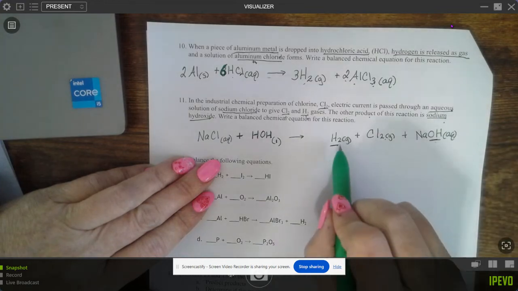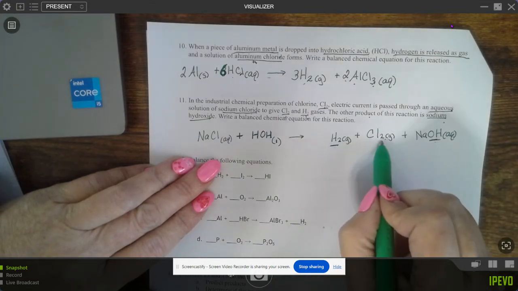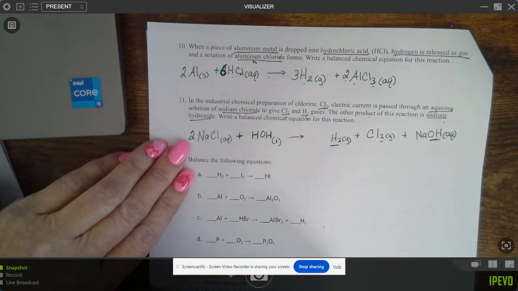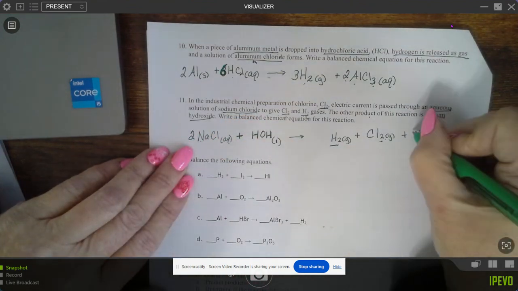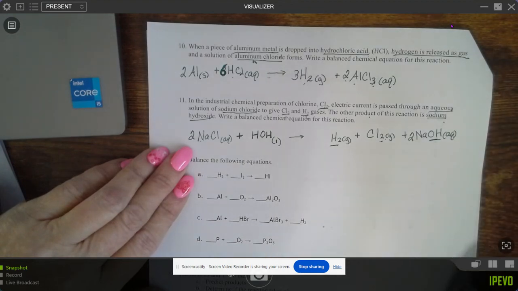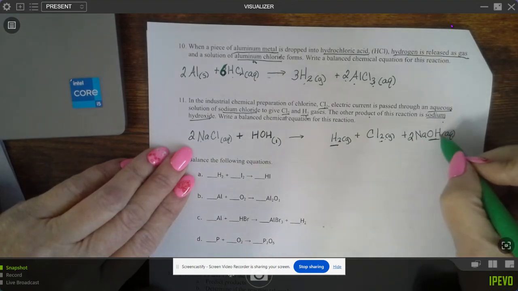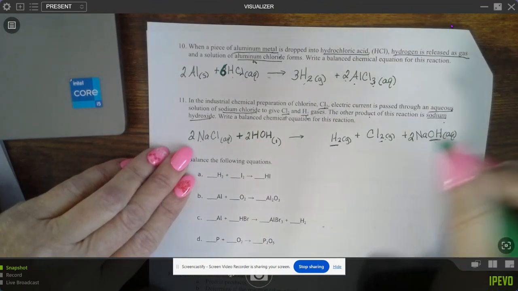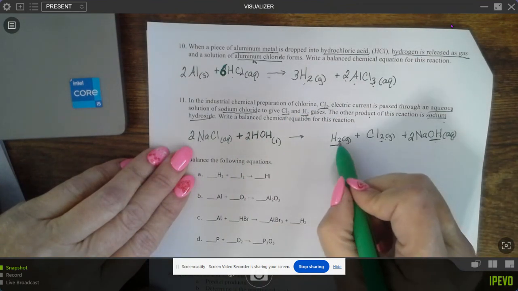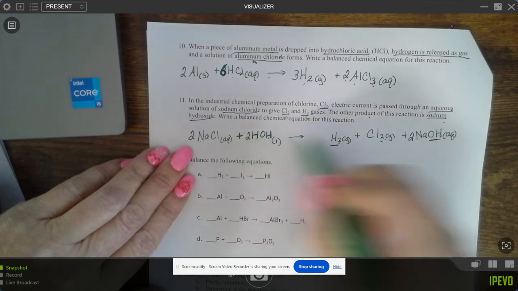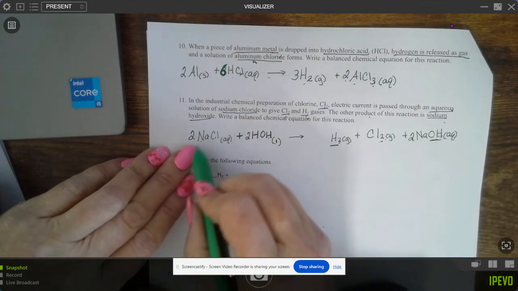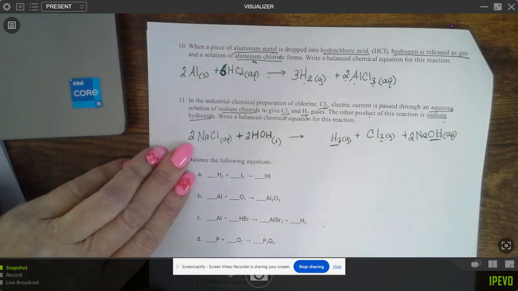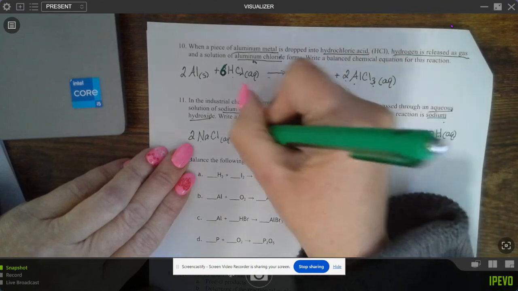Okay, so if I look at this, I've got 2 hydrogen, 2 chlorine. So let's do this. If I go 2 here, now I have 2 chlorine. I've got 2 sodium, so I'm going to put a 2 here. Now I have 2 hydroxide. So if I put a 2 here, I believe I have 2 hydrogen, 2 hydrogen, 2 hydroxide, 2 hydroxide, 2 sodium, 2 sodium, and 2 chlorine. So my equation is now balanced.